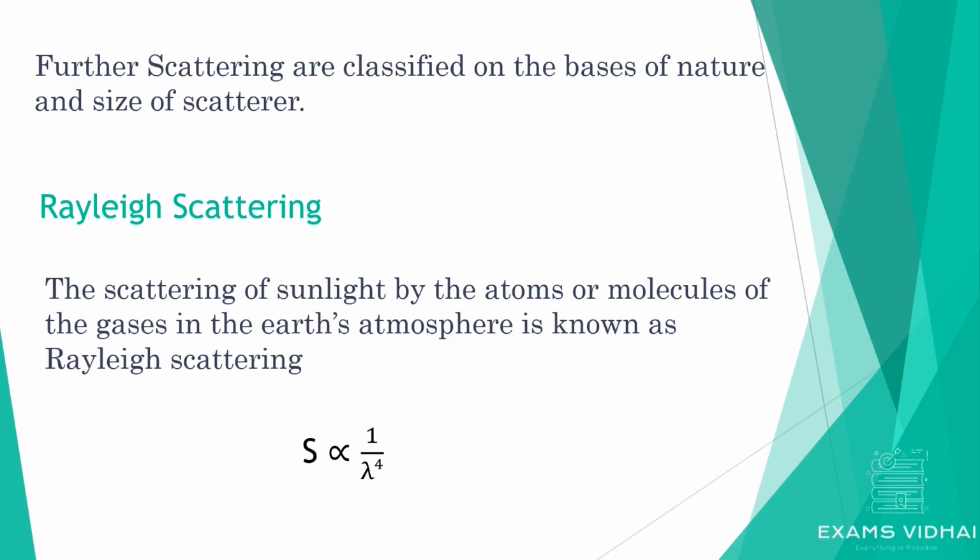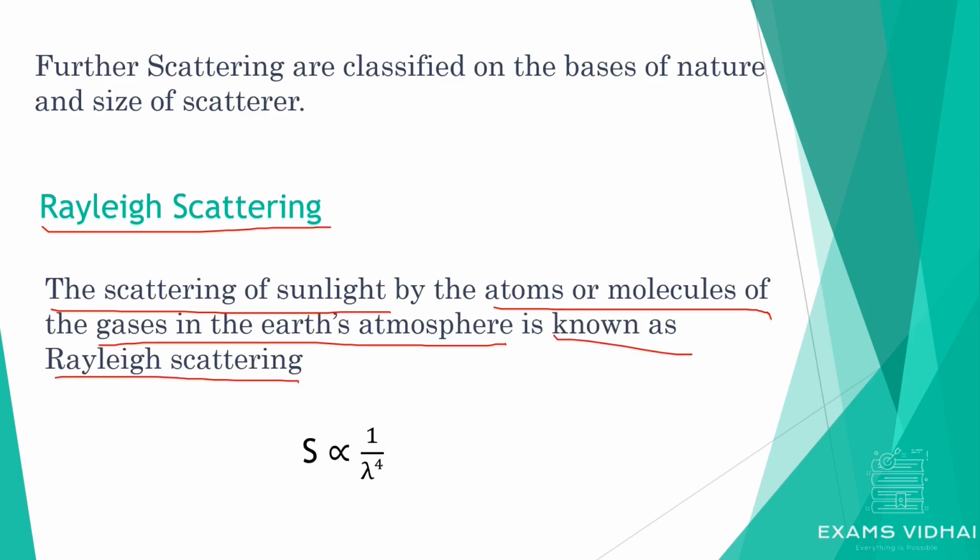So let's start with Rayleigh scattering. The scattering of sunlight by the atoms or molecules of the gases in the Earth's atmosphere is called Rayleigh scattering. Here S, which denotes the scattering, is proportional to 1 by lambda to the power 4. Here lambda represents the wavelength.